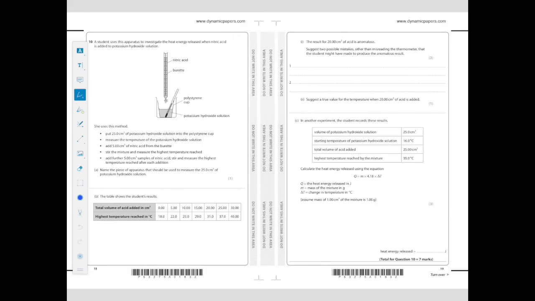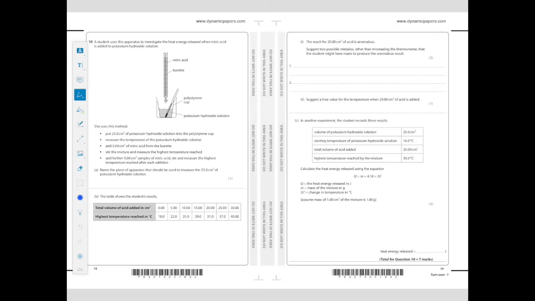So remember, anomalous means that it's the odd one out. It isn't quite what you would expect. And if we actually look at those results, it's 31, which is pretty close to 29. So we're thinking that the temperature is too low. So what could have caused the temperature to be too low aside from misreading the thermometer?